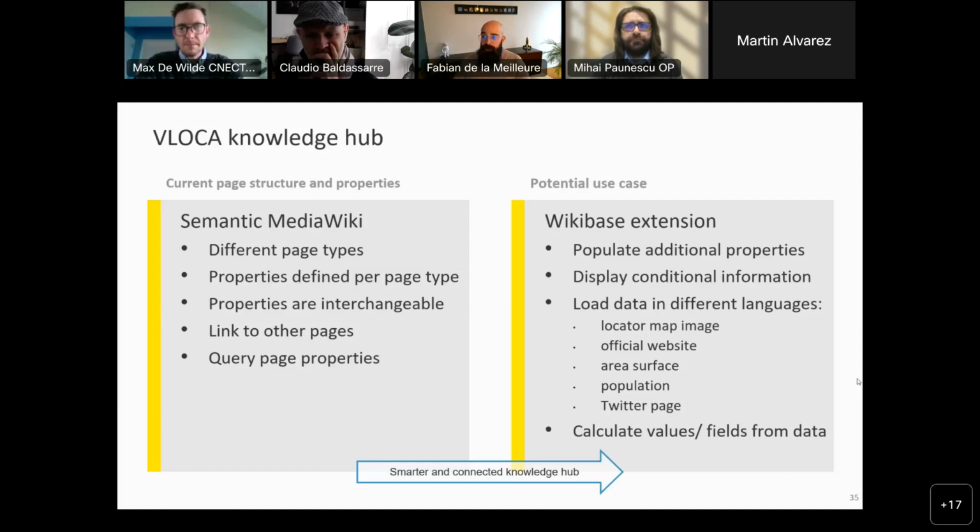We could also display conditional information. Now we're talking about Ostend, but let's say that we use a different page type. That we are maybe saying, if that field is filled in, you're going to generate some of the data. If that field is not filled in, you're not going to load the data. And we can also transform that data and so on.